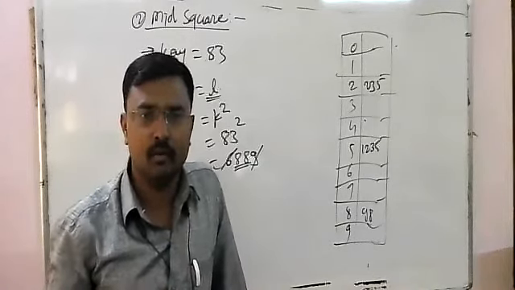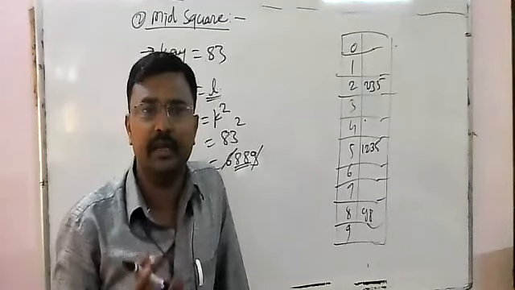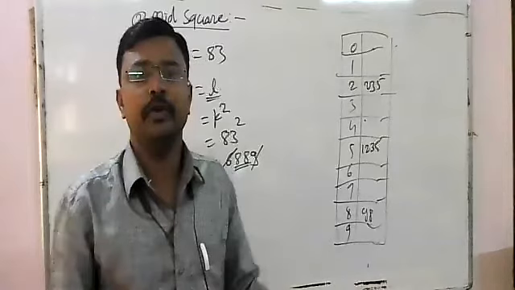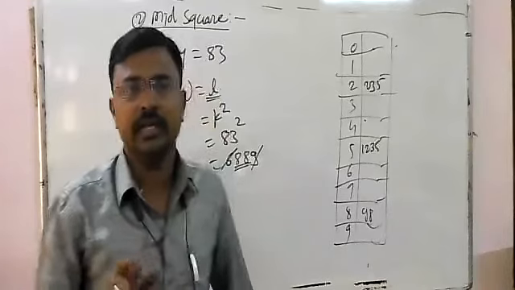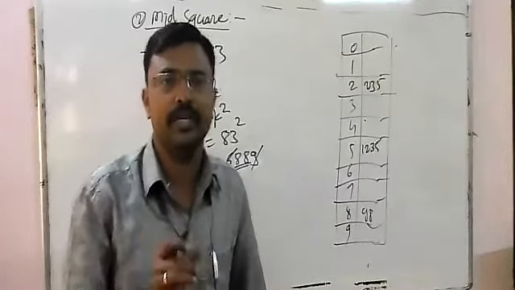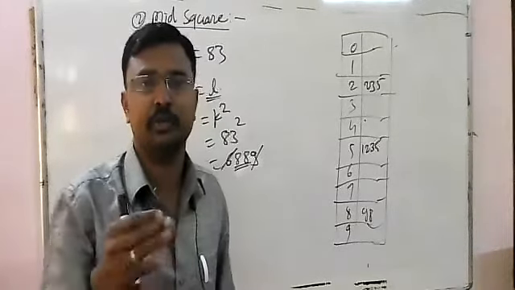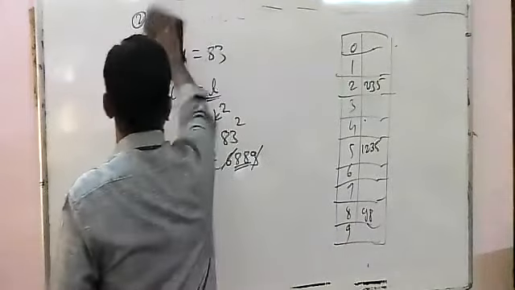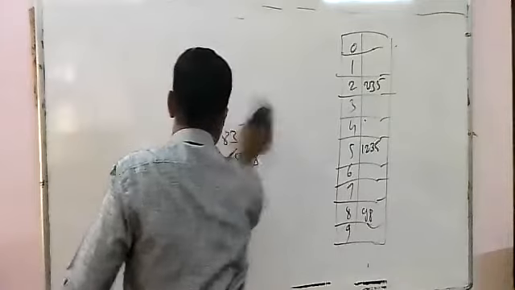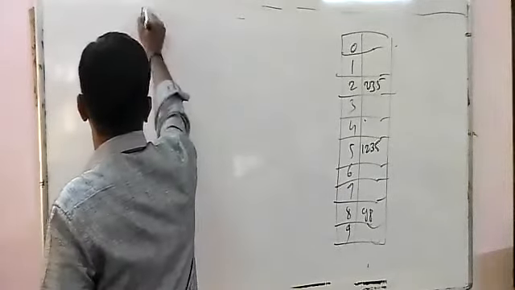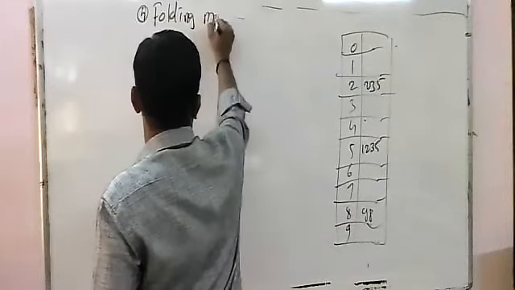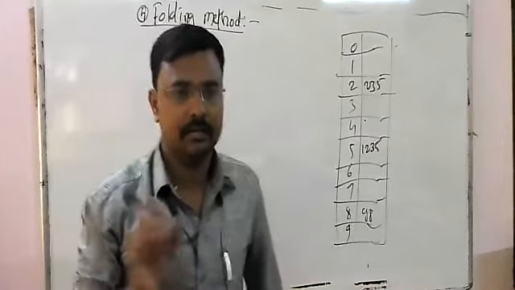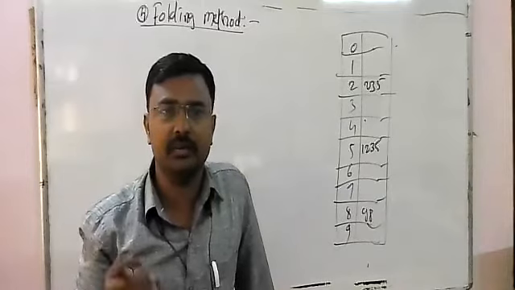So in this technique, you just square your key and find the middle element by removing digits from the left and right side. This is the third hashing technique with the help of which we calculate different index positions for different elements. Okay, now the last technique to calculate the hash value, the fourth one, is the folding method. First we have seen truncation, second the division method, third the mid square method, and last we are going to see the folding method.